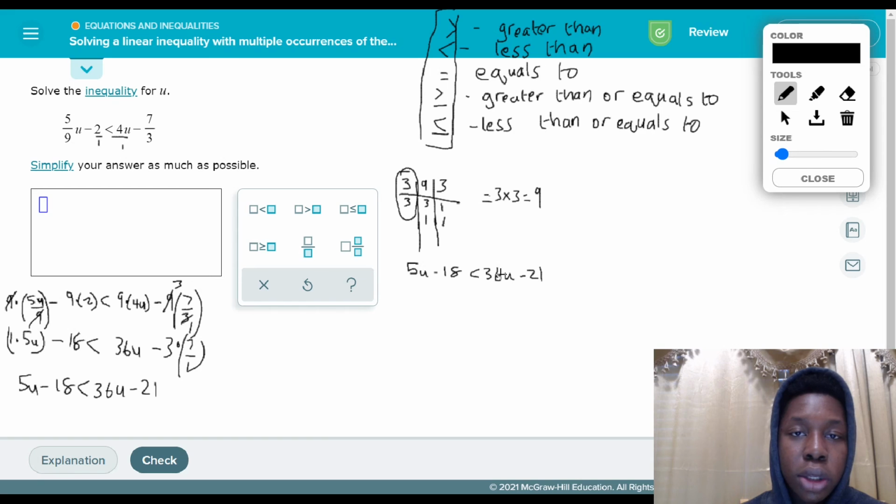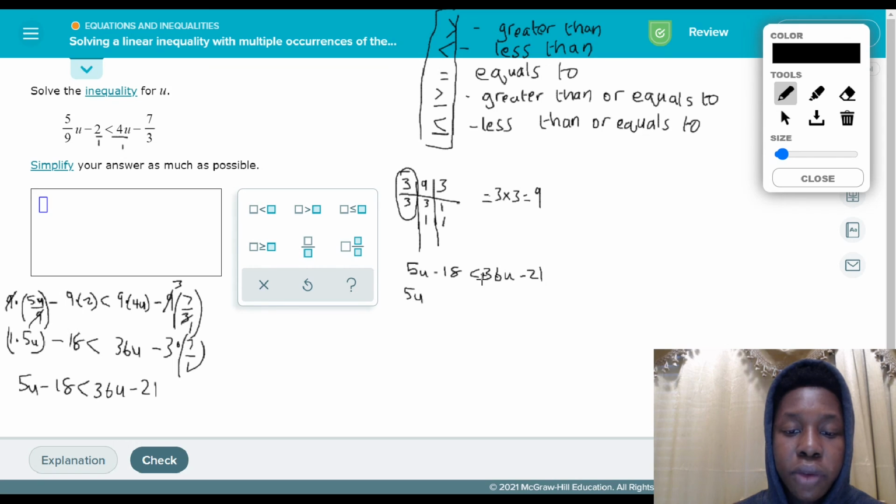To do that, we'll take the u's to one side of the equation and the normal numbers to the other side. So let's take the u's to one side. This is 5u. For us to bring this 36u to this side, this is a positive 36u. A very common rule is whenever you're taking a number to the other part of an equation, the sign always changes. If it's a positive, it changes to its opposite, which is negative, and if it's a negative, it changes to a positive.